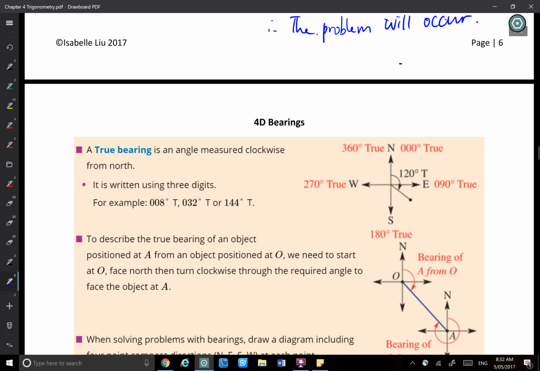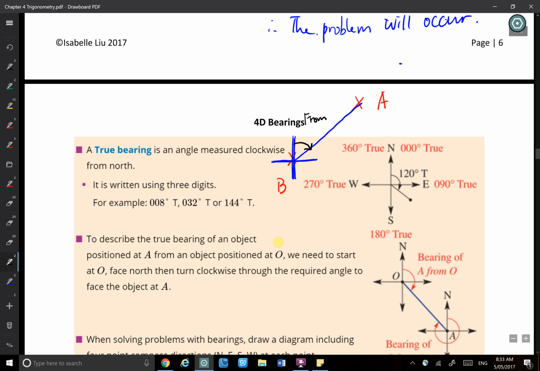Let's say you have one object here and another object here. I want to talk about the bearings. Let's say that's A, that's B. I want to talk about the bearing of A from B. So you need to draw this at B, and then you connect A and B together. The bearing will be from the north until you meet the line. So this is the bearing of A from B.